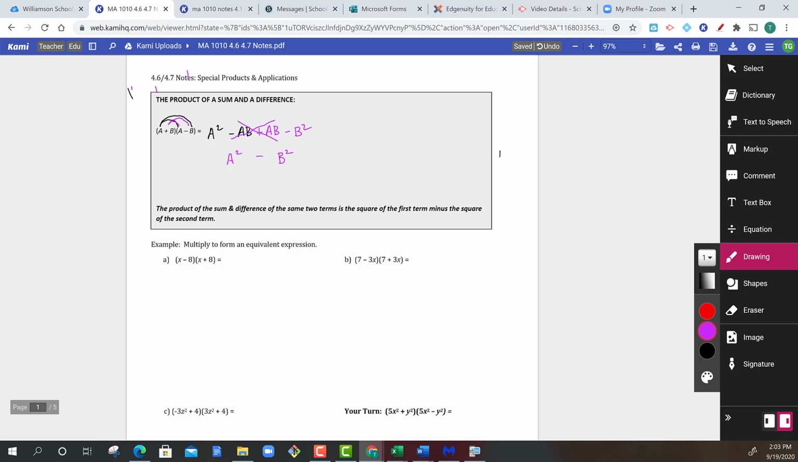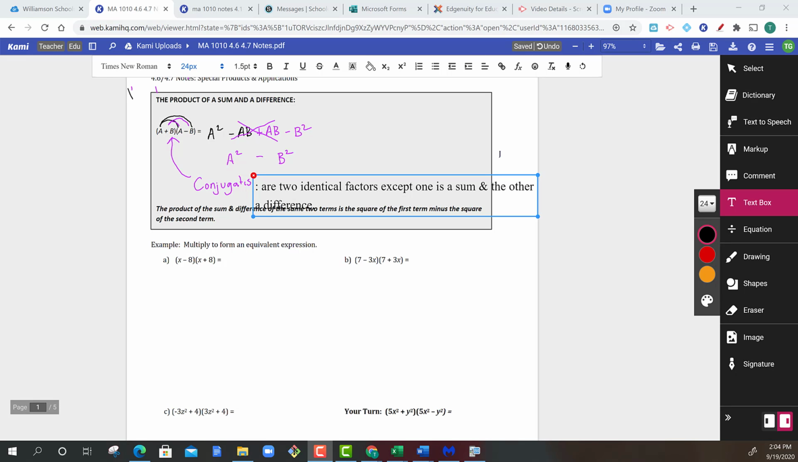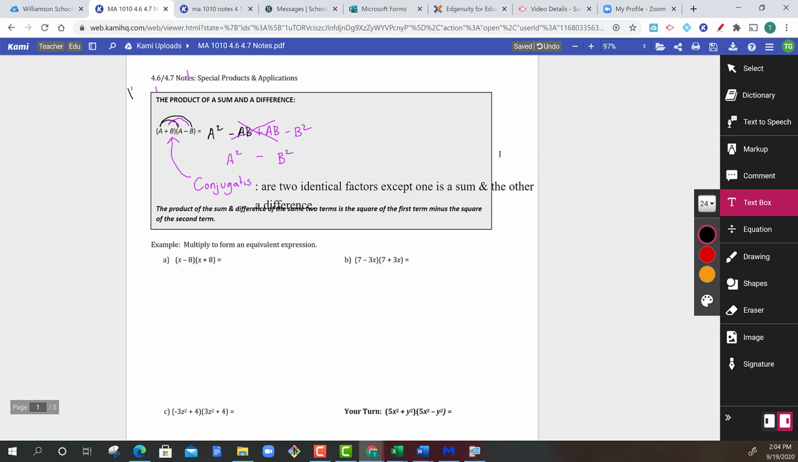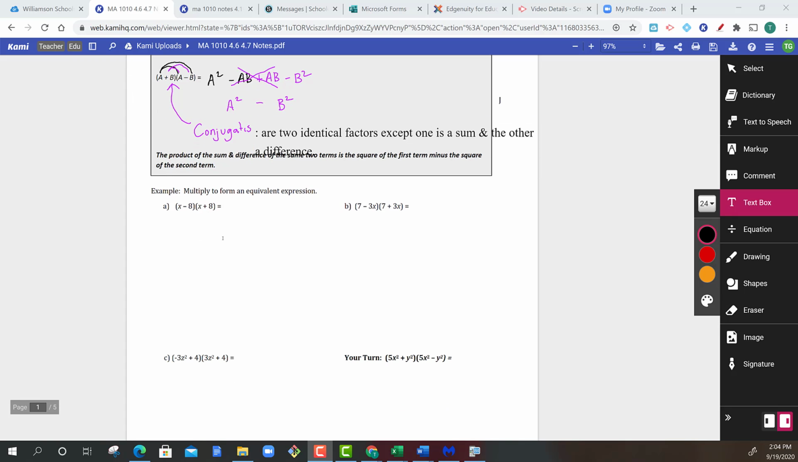So these two factors that we multiply together, these two terms, are called conjugates. That's a vocab word you need to become familiar with. Conjugates are just two identical factors. One is a sum and the other is a difference. And you see the answer ends up just being the first term squared minus the second term squared. So if you're doing the FOIL method, the O and the I part, those cancel out.